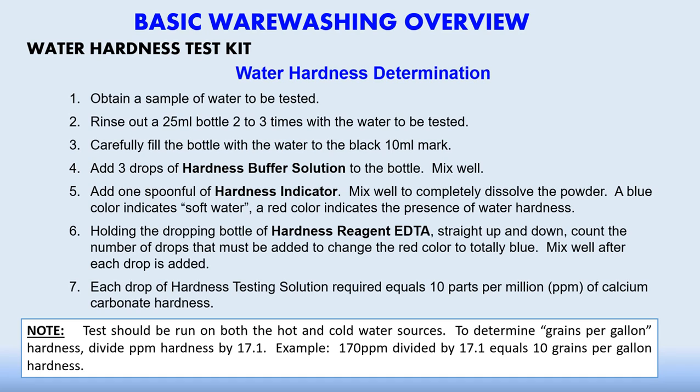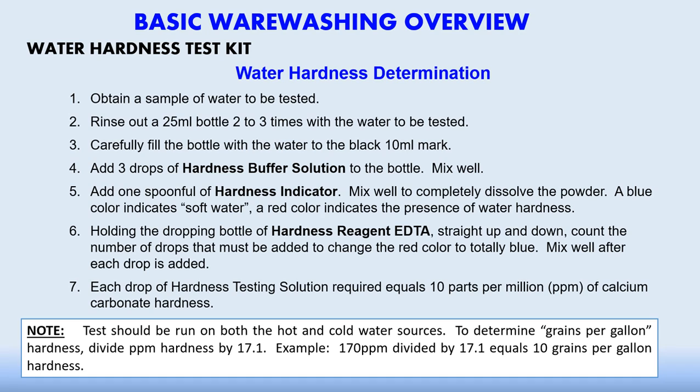Once we add the 3 drops of hardness buffer solution and mix that well, we add 1 spoonful of hardness indicator. Mix it well and completely dissolve the powder. If the solution turns blue, it indicates that you have soft water. If you have a red, a pink, or any indication of this color, you have a presence of water hardness.